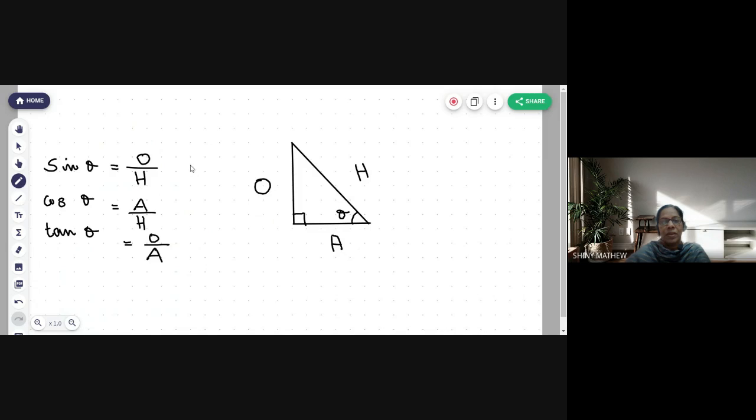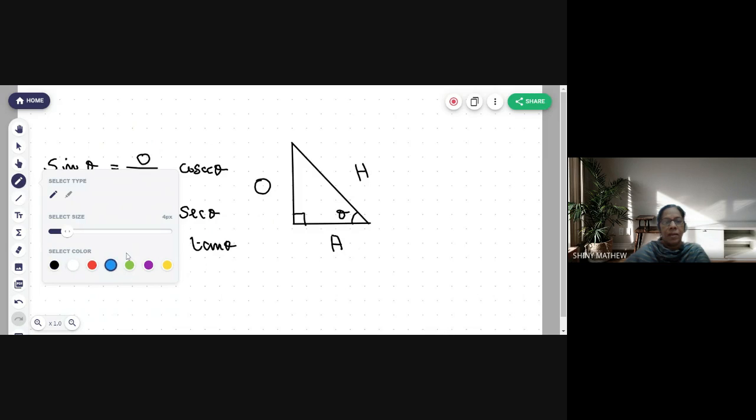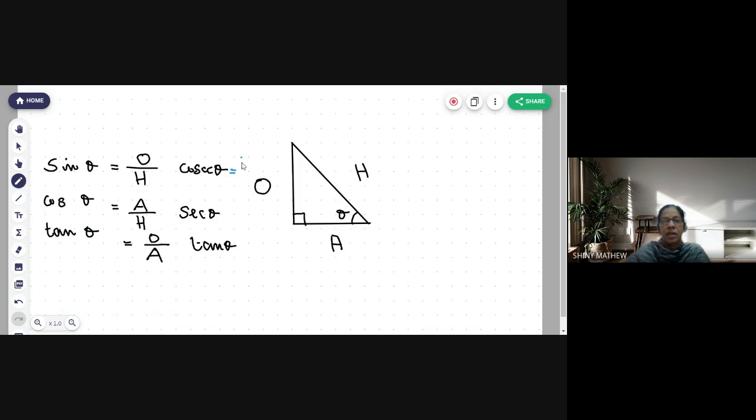The same way we can see some more ratios: cosec theta, sec theta, and cot theta. Cosec theta means hypotenuse by opposite side, sec theta is hypotenuse by adjacent side, and cot theta is adjacent side by opposite side.